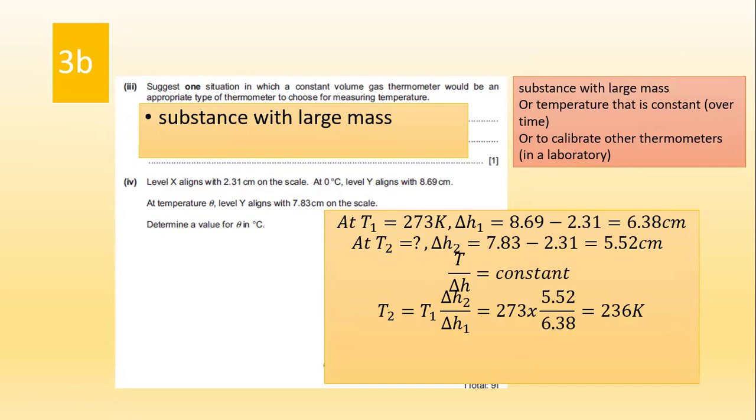Then you want to find T2: T1, delta H1 times delta H2. Put in the value, 373, H2. Don't have to change to meter because both of them are in cm. Cancel off. Then change it to Celsius.